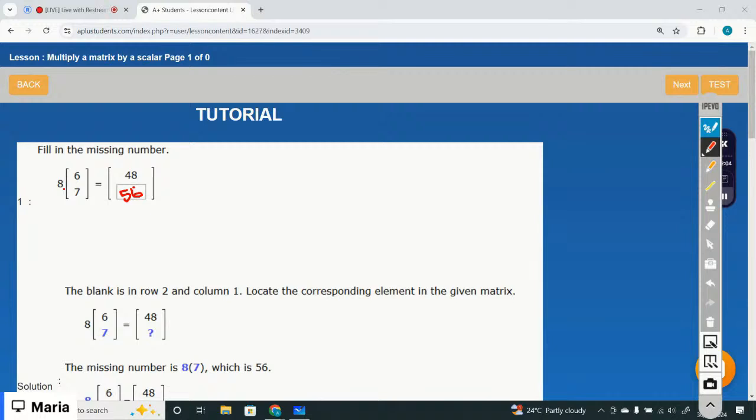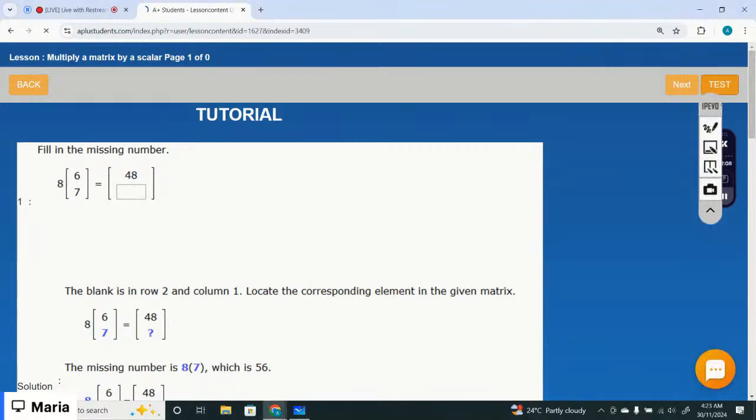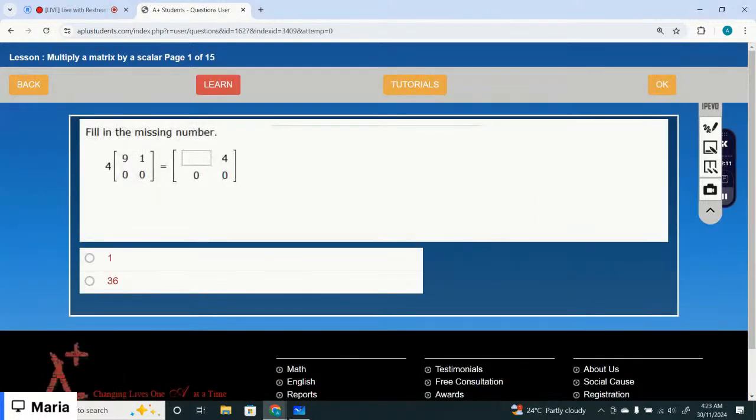Let's just start with the test questions. Find the missing number. When you multiply a scalar with the matrix, you have to multiply with every element. So the missing one is 4 times 9, that is 36. So option number 2 is the correct option.